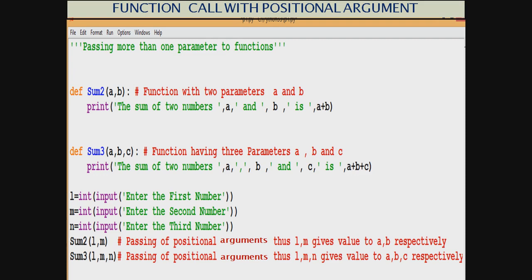See, the values are given according to positions because L is being sent first, so L is going to give its value to the first variable in the parameter list. So L gives the value to A. M being second in the list, while calling the function sum2 as an argument, so M is going to give its value to B. So it is all about position.